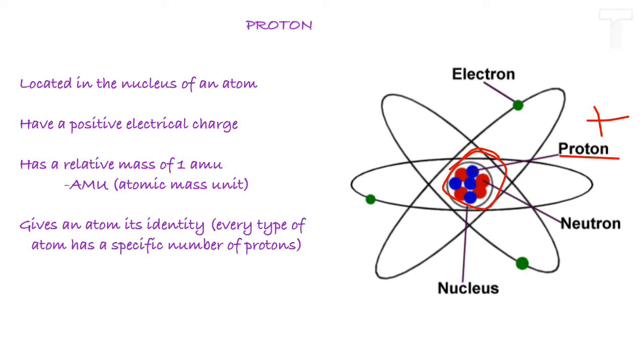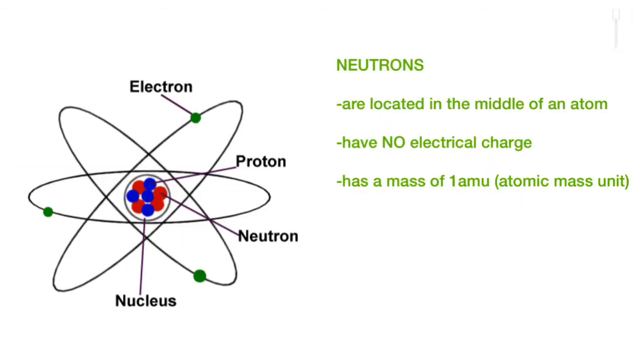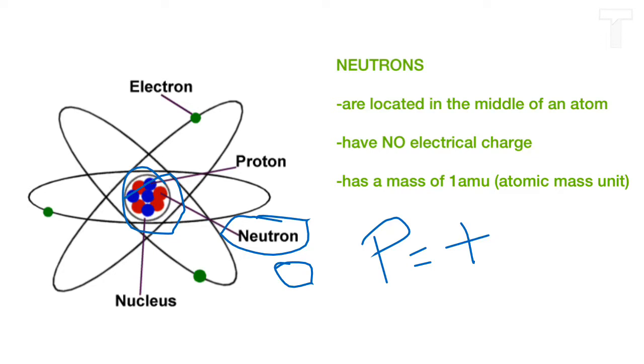So if you have 5, it's one thing, 6, it's one thing, 7, it's another. The neutrons are located in the middle of the atom with the protons, but they have no charge. We usually use a circle to mean no charge, and it still has a mass of 1 AMU. Hey guys, how about P equals positive proton, and then neutron equals no charge.